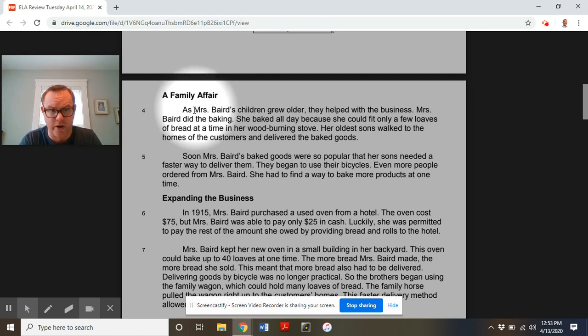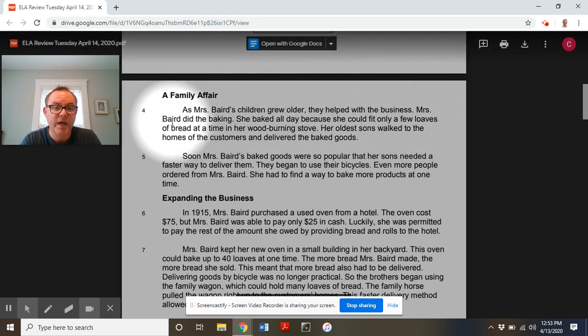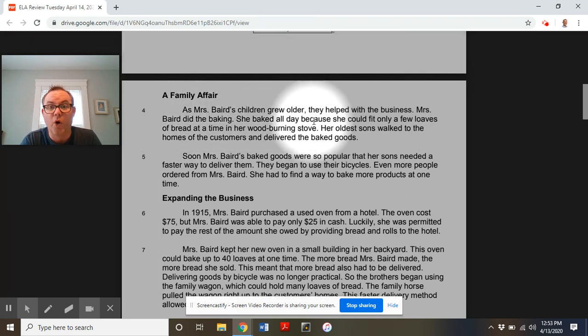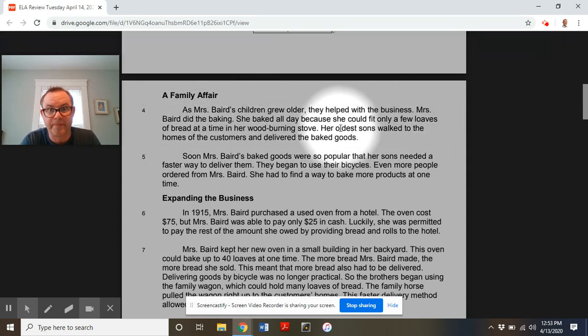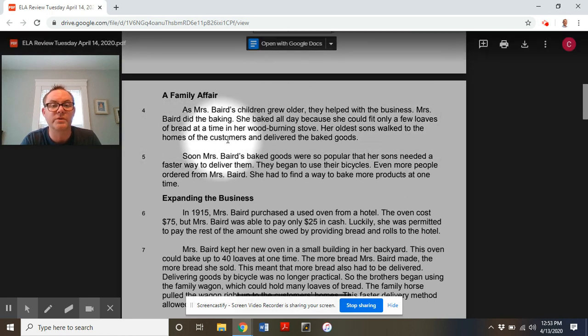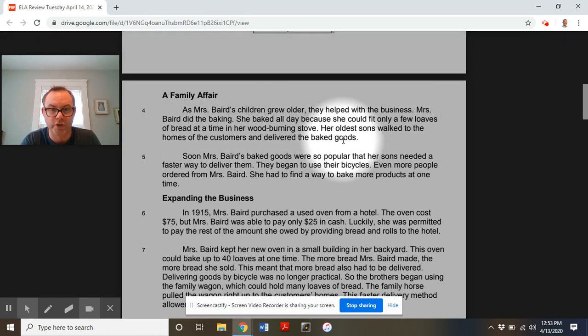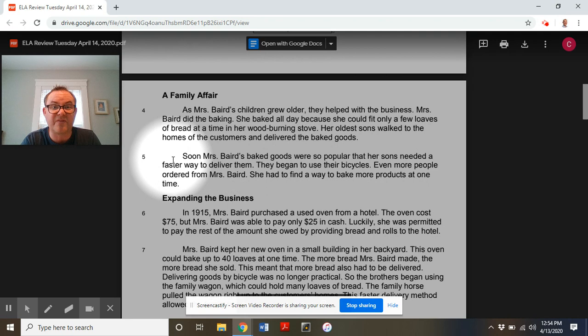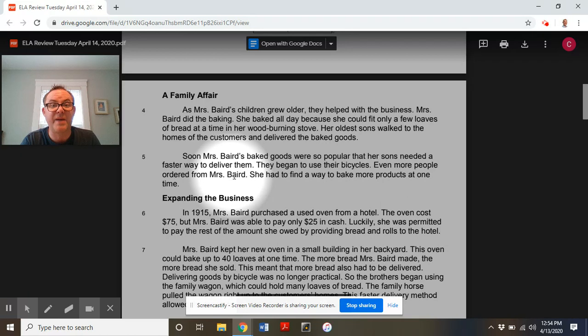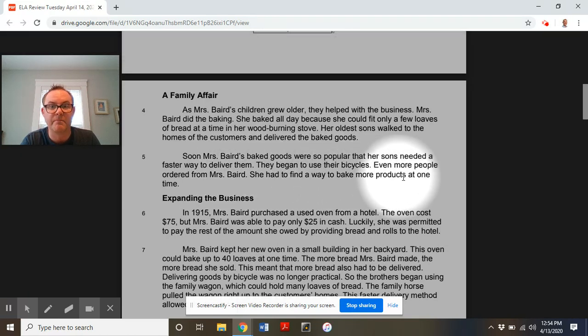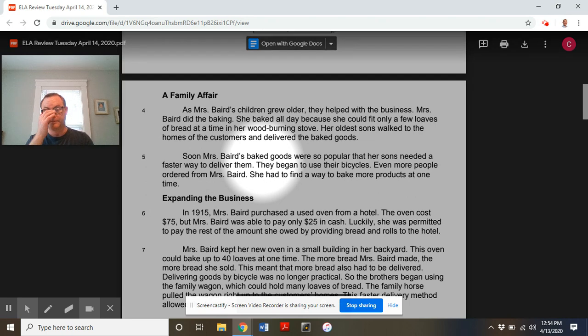A family affair. As Mrs. Baird's children grew older, they helped with the business. Mrs. Baird did the baking. She baked all day because she could fit only a few loaves of bread at a time in her wood-burning stove. Her oldest sons walked to the homes of the customers and delivered the baked goods. Soon, Mrs. Baird's baked goods were so popular that her sons needed a faster way to deliver them. They began to use their bicycles. Even more people ordered from Mrs. Baird. She had to find a way to bake more products at one time.